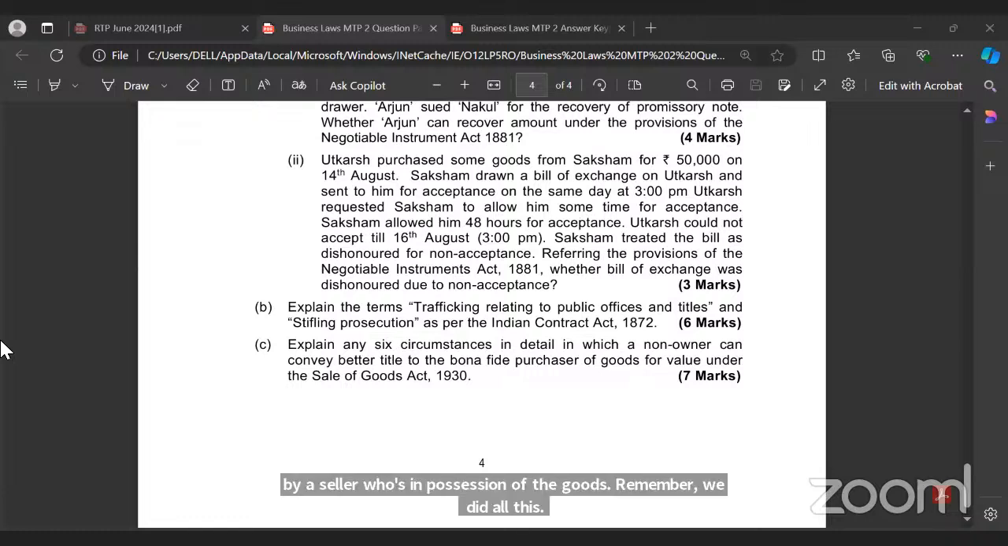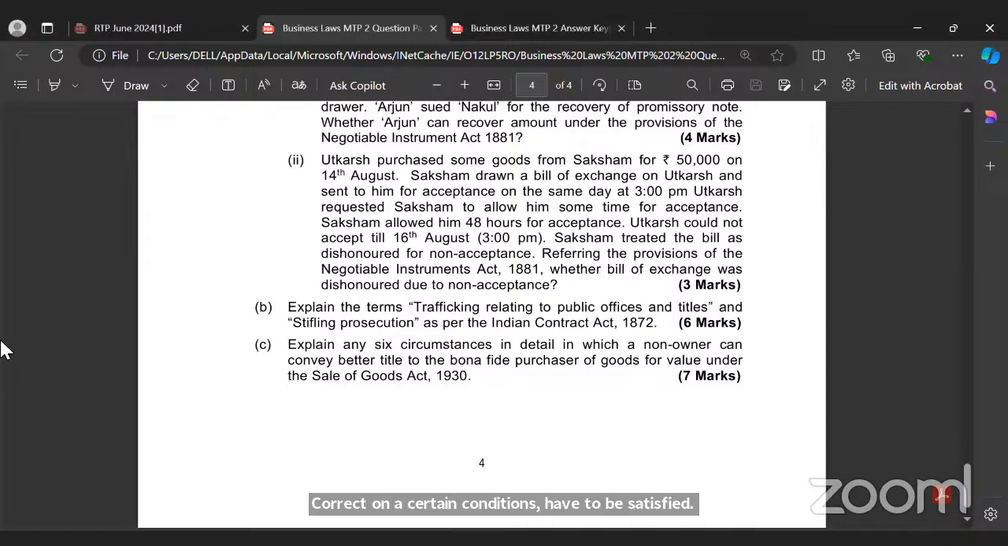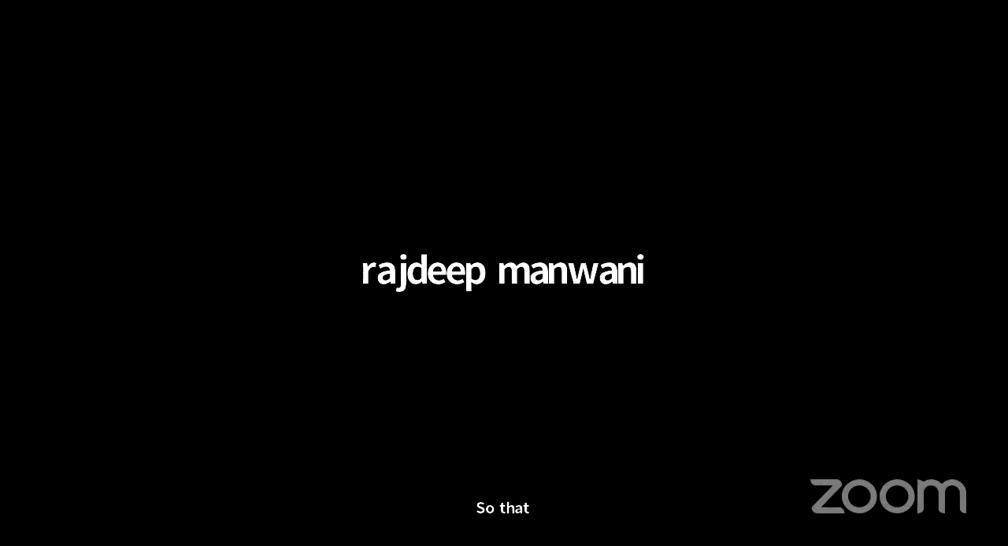Certain conditions have to be satisfied. Then you'll convey a better title. Other cases: pawnbroker, insolvent. So we did 7 or 8 circumstances under which, even if you're a non-owner, you'll give a better title. Correct or no? Yes, sir. So now you all are confident. Correct? So that's all, right? Yes, sir. That's it.